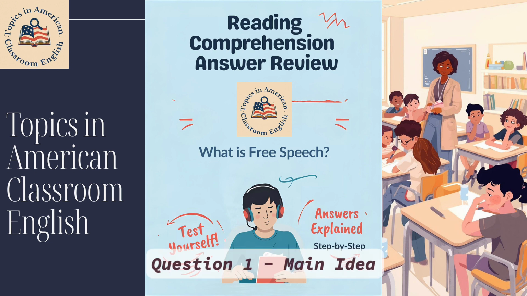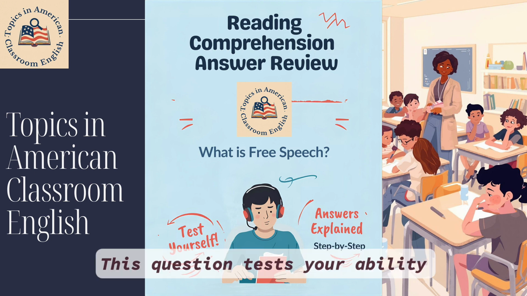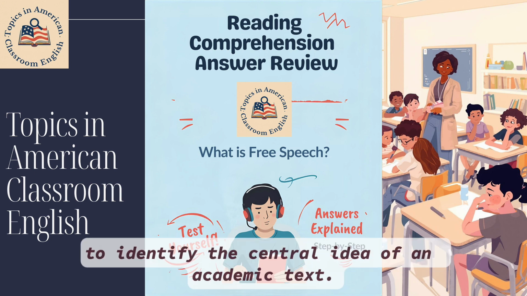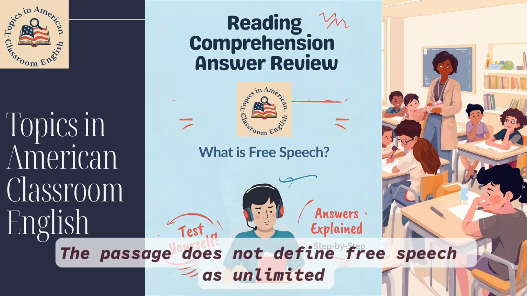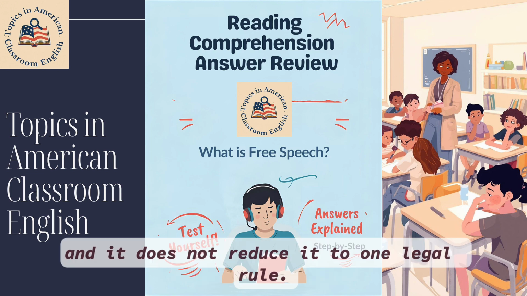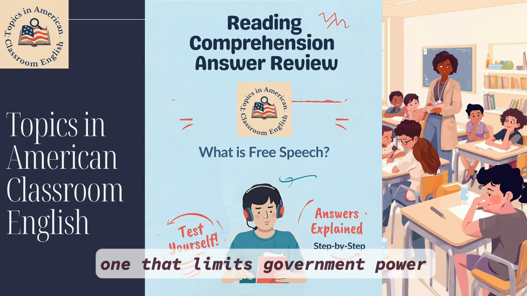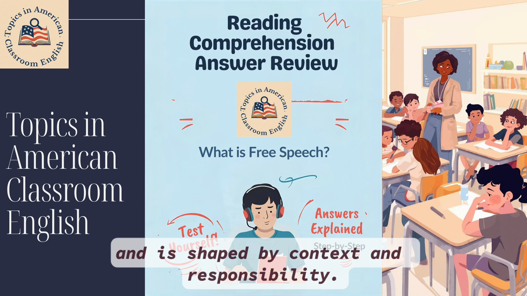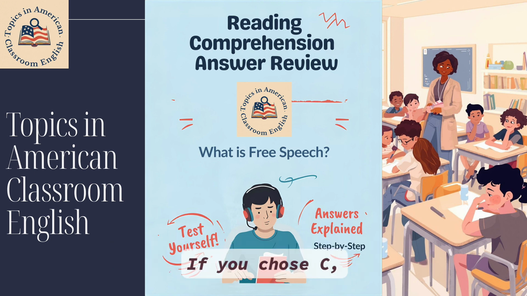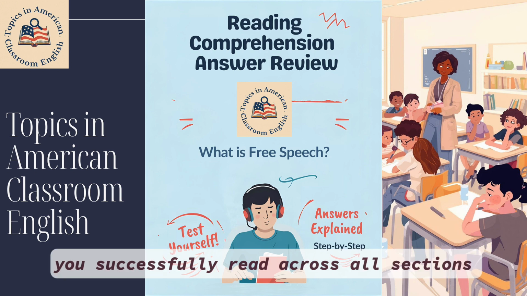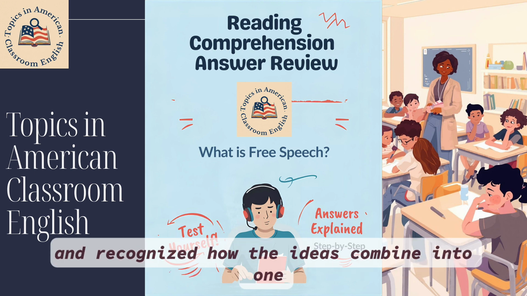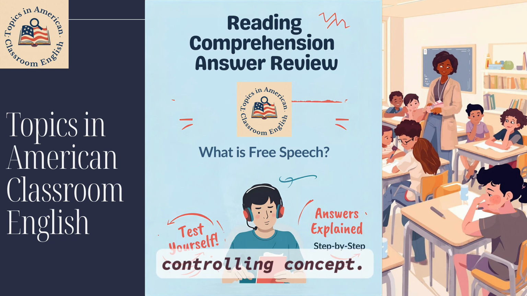Question 1. Main idea, conceptual reading. The correct answer is C. This question tests your ability to identify the central idea of an academic text. The passage does not define free speech as unlimited personal freedom, and it does not reduce it to one legal rule. Instead, the entire reading builds free speech as a constitutional system, one that limits government power and is shaped by context and responsibility. If you chose C, you successfully read across all sections and recognized how the ideas combine into one controlling concept.